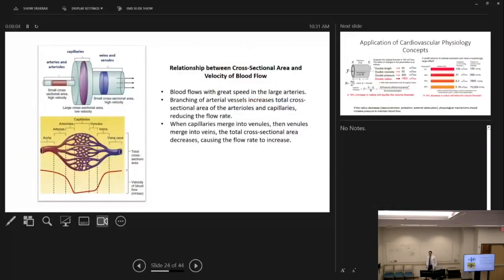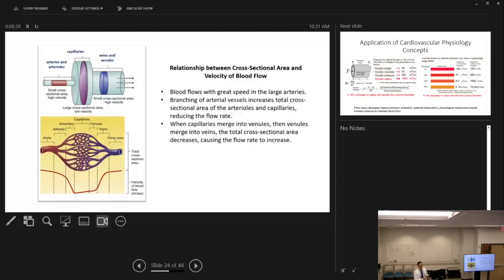Let me show you the diagram, and I'm going to tell you that there are two approaches to remembering this. If you like diagrams, physics, mathematics, you can use this approach. You have here the representation of the arterioles, the capillaries, and the venous cross-sectional area. This is not the diameter of the blood vessels. One thing is the diameter of a single blood vessel, the diameter of the aorta, 2.5 centimeters, and another thing is the cross-sectional area of all the arteries in the body.